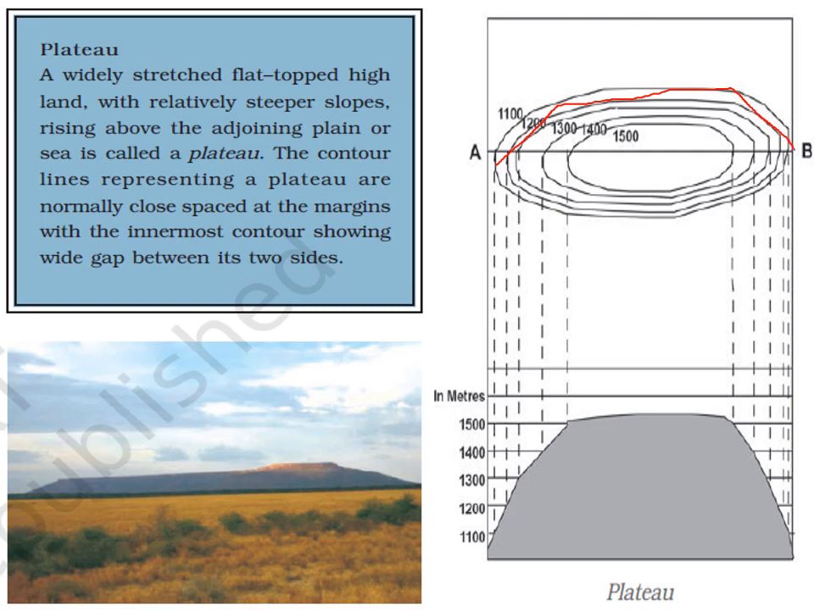So this is called a plateau, and that is the reason it is said that the contour lines representing a plateau are normally closely spaced at the margin, with the innermost contour showing a wide gap between its two sides. Here you can see the wide gap between its two sides. So this is the plateau.